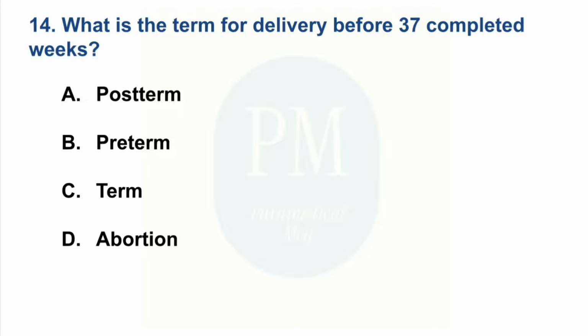What is the term for delivery before 37 completed weeks? Option A. Postterm. Option B. Preterm. Option C. Term. Option D. Abortion. The correct option is option B, preterm.